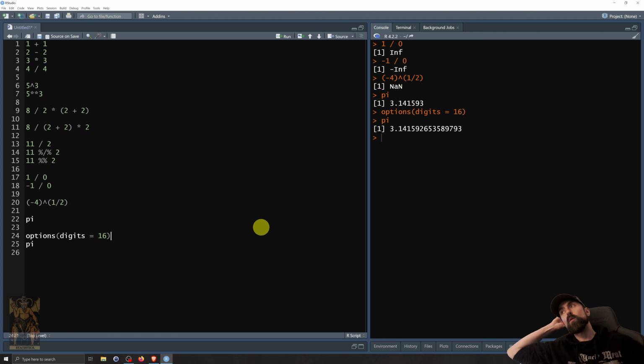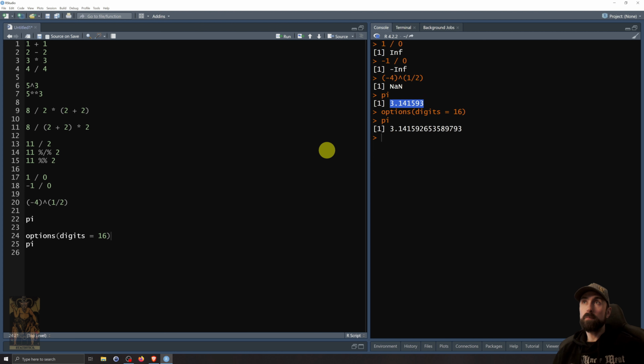It's also maybe worth pointing out, though, that even though R by default doesn't display all 16 digits of pi that it has stored, it's still using all of those digits in its calculations. So that's just something to keep in mind.